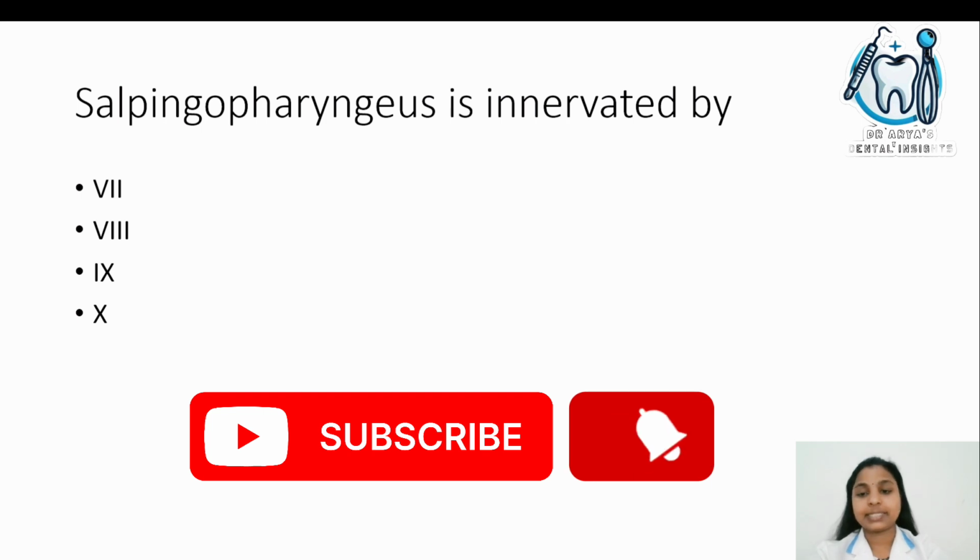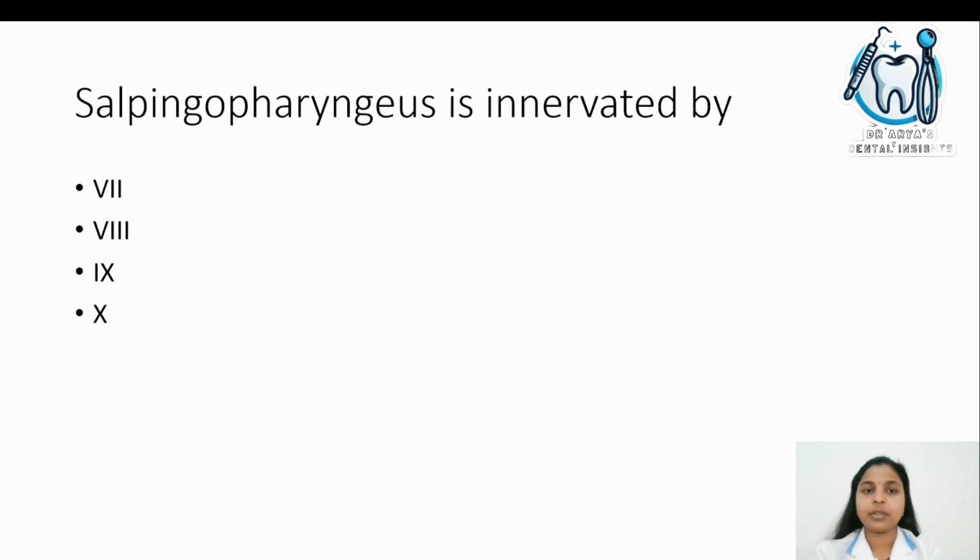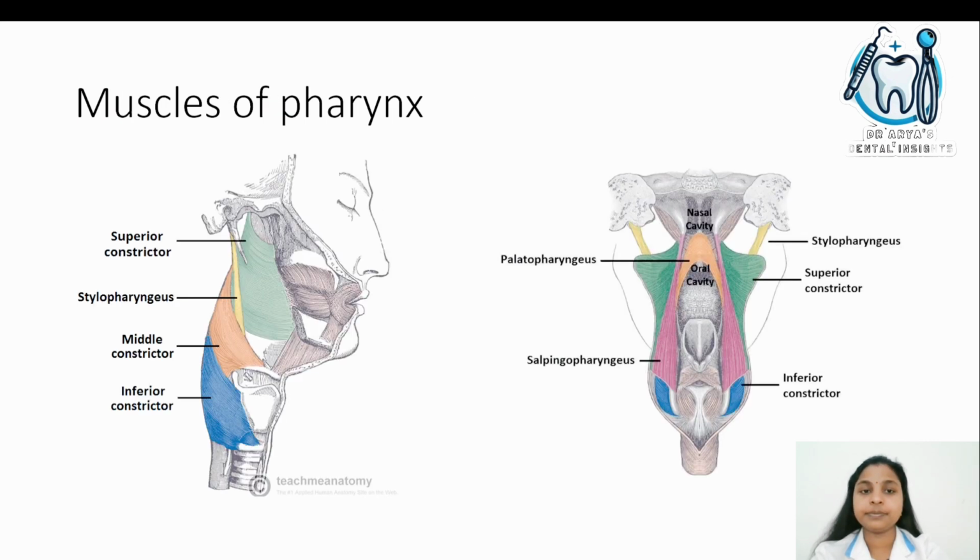So what about the next question? It is salpingopharyngeus. It's innervated by which cranial nerve? Cranial nerve number 7 or 8 or 9 or 10. From this, you have to identify which muscle this is. This is a muscle of the pharynx. So let's discuss briefly the muscles of pharynx.